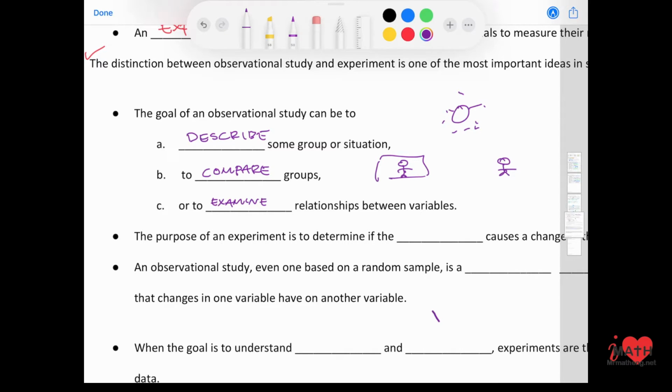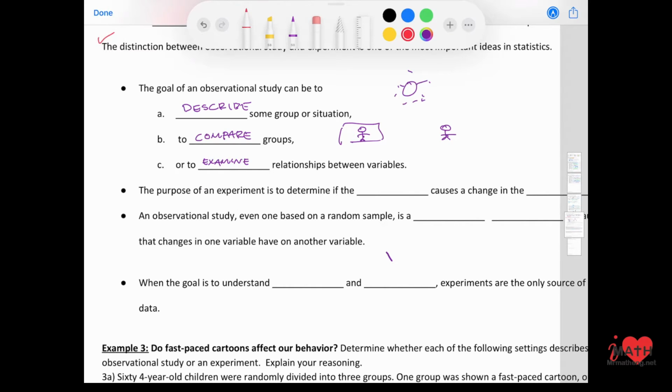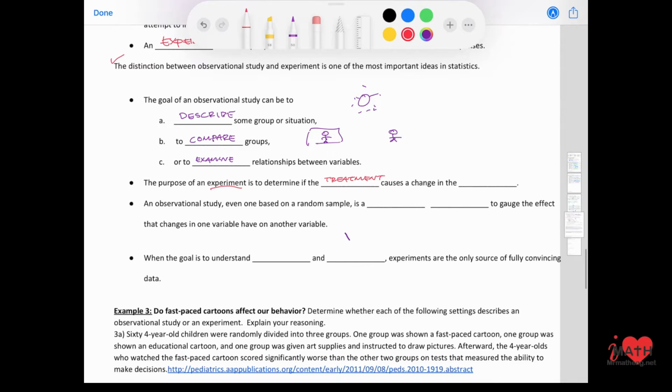All right, the purpose of an experiment is to determine if the treatment causes a change in the response. So my treatment in that case was the sun, right? And are people getting better or worse? In an observational study, even one based on a random sample, you cannot gauge the effect the changes in one variable have on another variable.